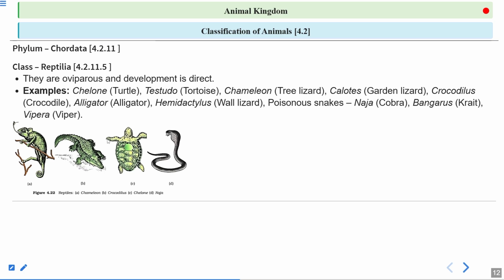Here you can see, in the case of this turtle, the fingers are not visible. But in the case of tortoise, you can see the fingers in their forelimbs and hind limbs. Right? In this way, you can differentiate these two organisms as they look the same.